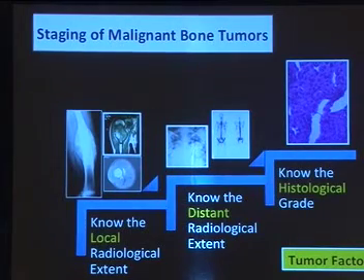How do you stage the tumor? I'll just take you through what he has already spoken of. You know the local radiological extent by a simple X-ray, MRI, and CT scan. Know the distant radiological extent by a bone scan, CT chest or a chest X-ray, and finally know the histological grade.